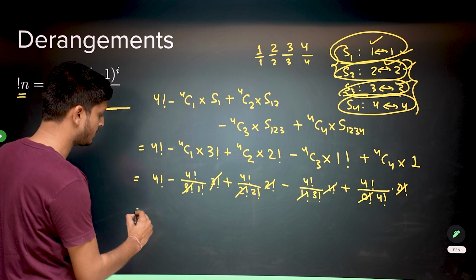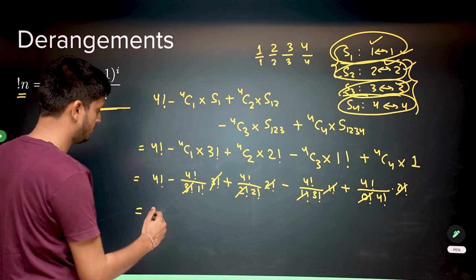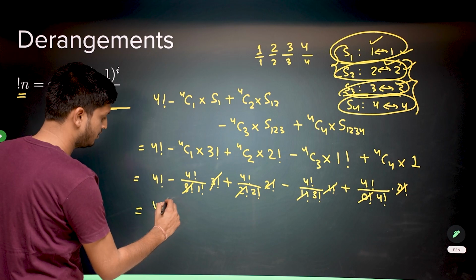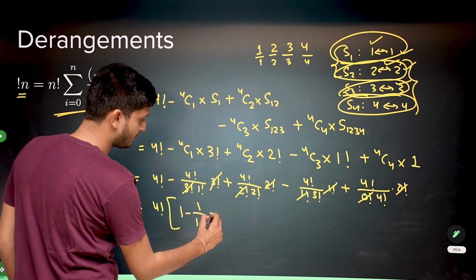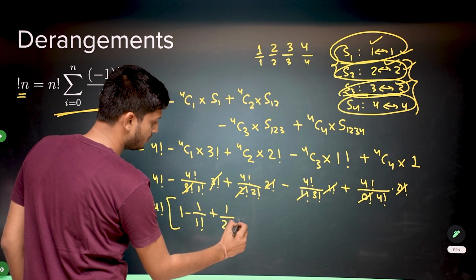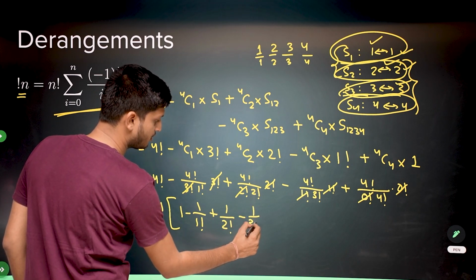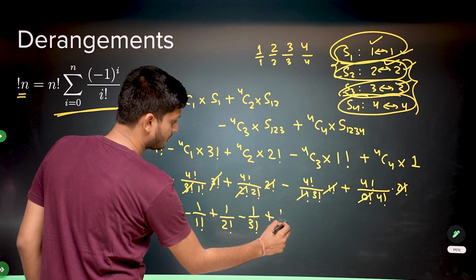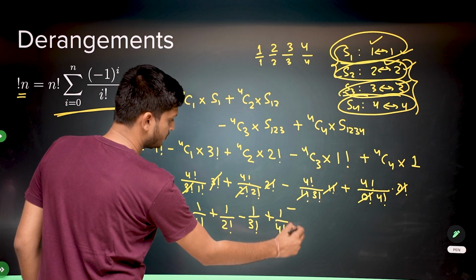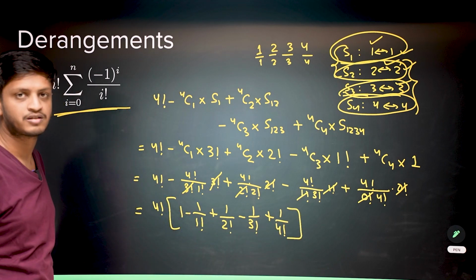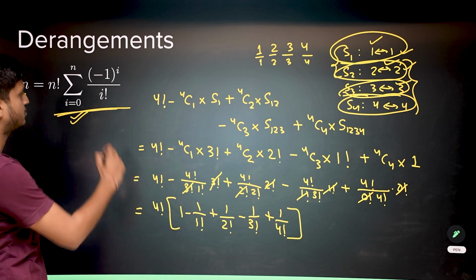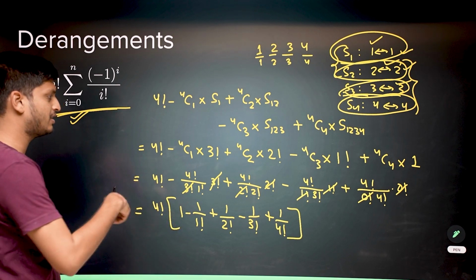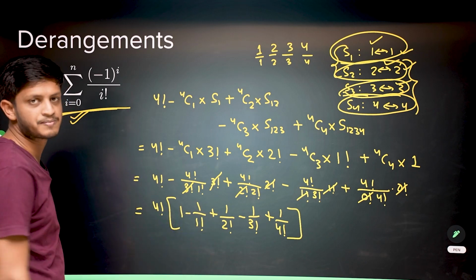So what will this become? You can take 4 factorial out. If you take 4 factorial out, you will get 1 minus 1 by 1 factorial plus 1 by 2 factorial minus 1 by 3 factorial plus 1 by 4 factorial. This is the expression, right? And this is the expression which is written here as well for n. I will solve it for n as well, but yeah, this is the expression.